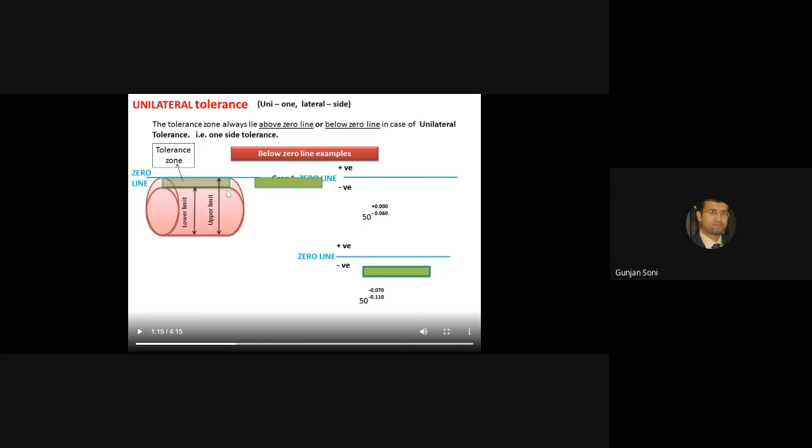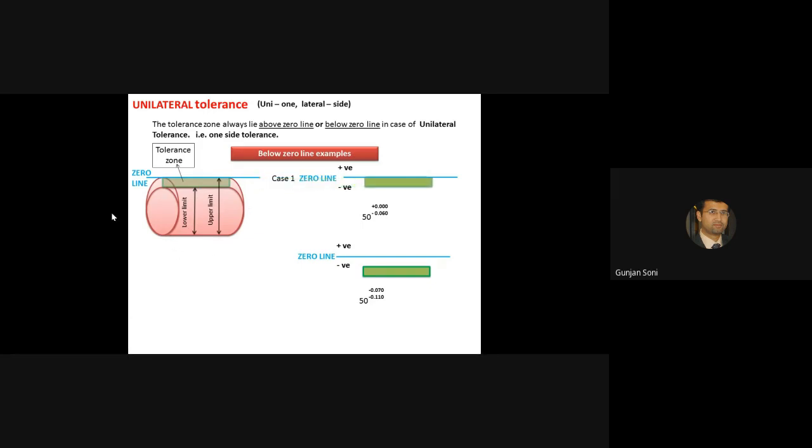So this is the zero line, which is your basic size. Here the basic size is 50. So you can have a lower limit and the upper limit. So lower limit for a shaft, it will be reverse in hole, right? We talk about that later. So this is the lower limit of shaft, and this is the upper limit of shaft. Now the tolerance zone is touching the zero line but below the zero line.